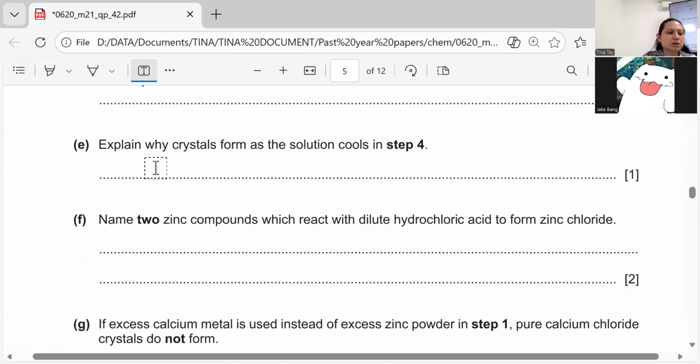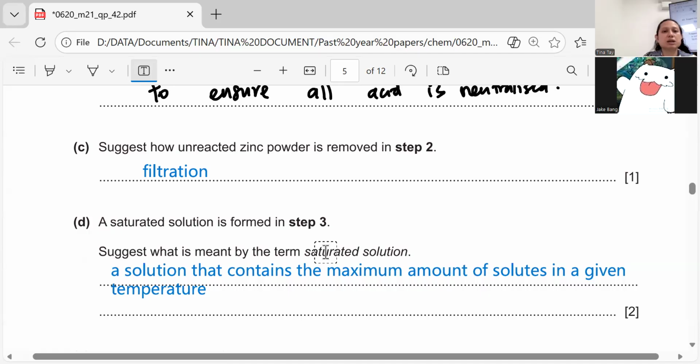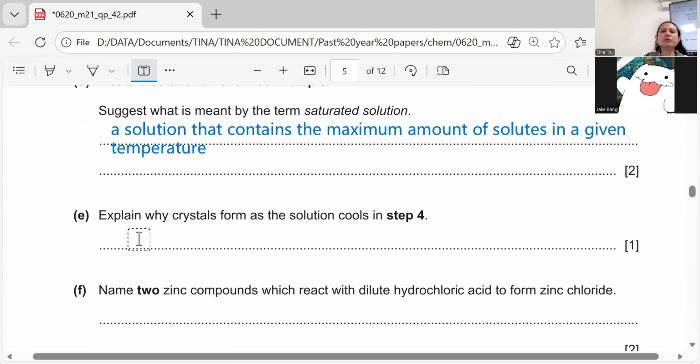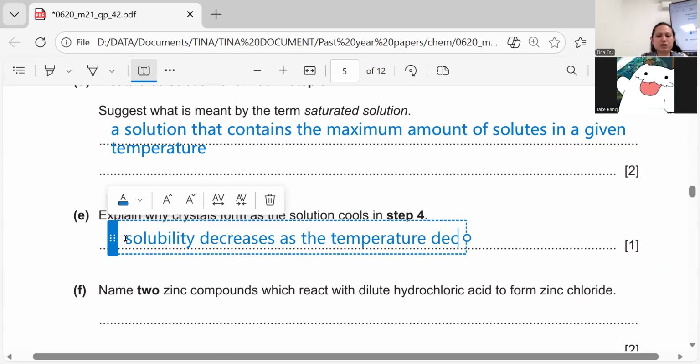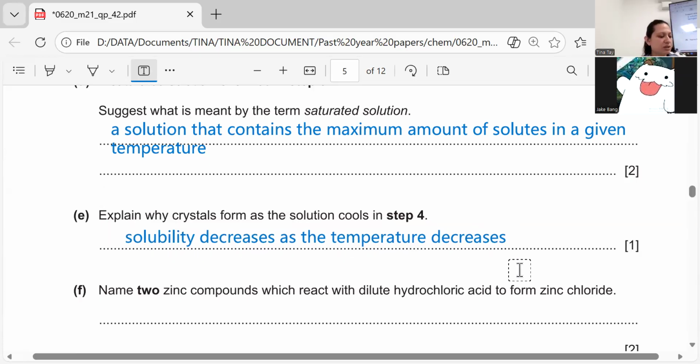Filtration. White crystals. Okay. Explain why crystals form. Because solubility decreases as the temperature decreases. We went through this before. This is a very tricky question. Remember, when the temperature increases, solubility increases. Temperature decreases, solubility also decreases.